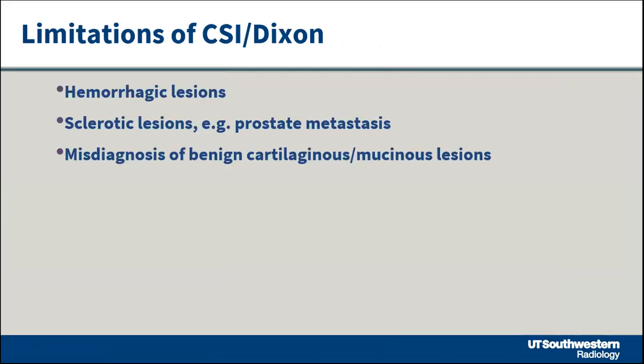So we know that Dixon or CSI doesn't work if there is a hemorrhagic lesion or sclerotic lesions, and you can misdiagnose some benign cartilaginous or mucinous lesion. So in fact, you need the whole mumbo jumbo of diffusion imaging and T1, T2, everything, and contrast.